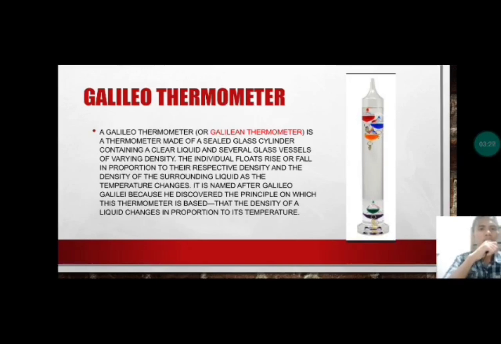The Galilean thermometer is a thermometer made of a sealed glass cylinder containing a clear liquid and several glass vessels of varying density. The individual floats rise or fall in proportion to their respective density and the density of the surrounding liquid as the temperature changes. It is named after Galileo Galilei because he discovered the principle on which this thermometer is based, that the density of a liquid changes in proportion to its temperature.